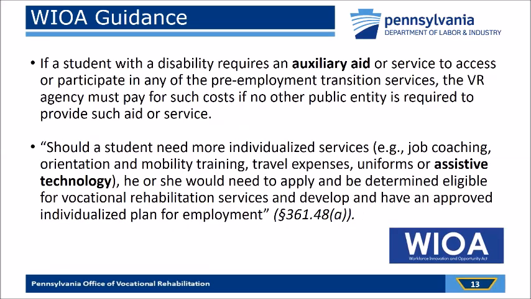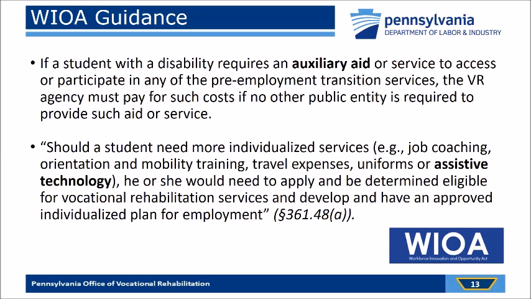And again, we're going to start with what the federal law is directing us to do for these students and how we can use our PETS funds. So looking at WIOA, if a student with a disability requires an auxiliary aid to access or participate in any of the pre-employment transition services, that's when we can use PETS funds to pay for such costs.